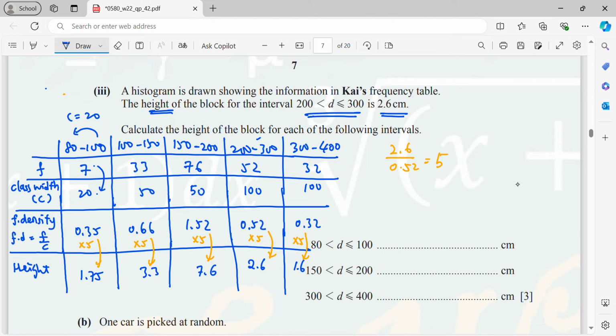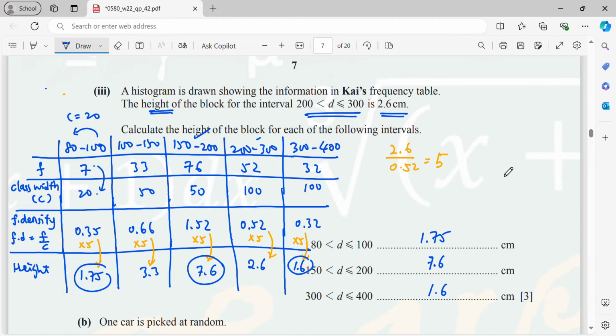So just fill in the blanks. That will be 80 to 100, that is 1.75 centimeters. 150 to 200, which is 7.6. And then 300 to 400, I am getting 1.6 centimeters. Okay, done for the question.